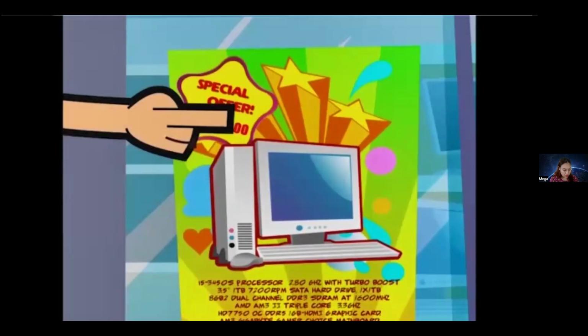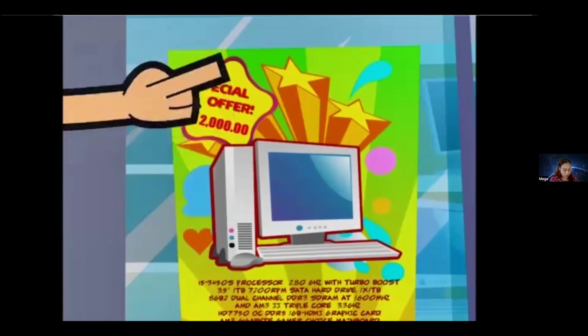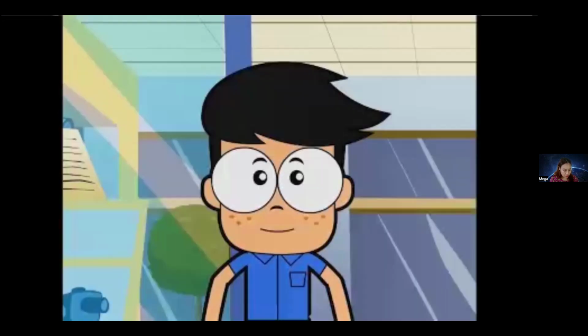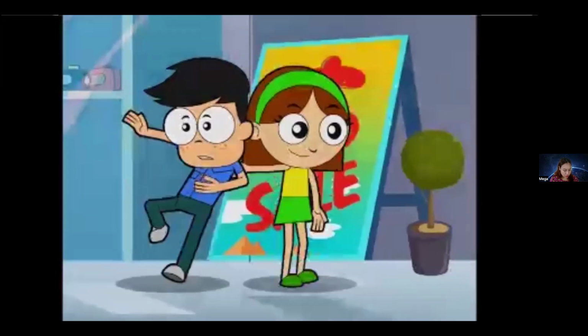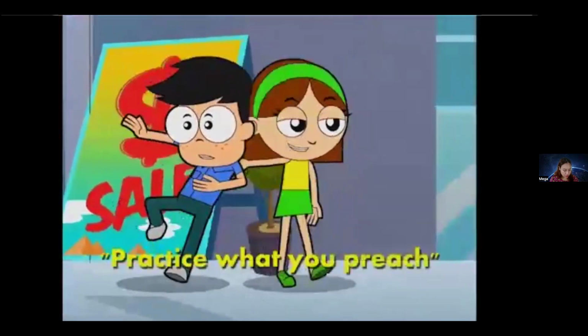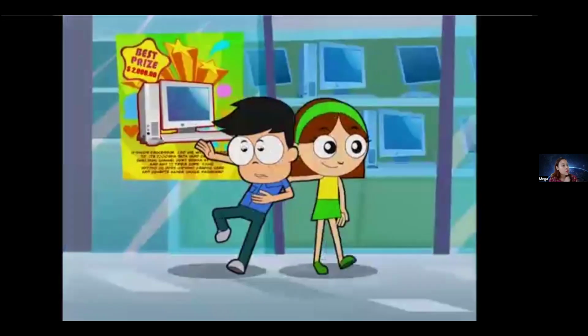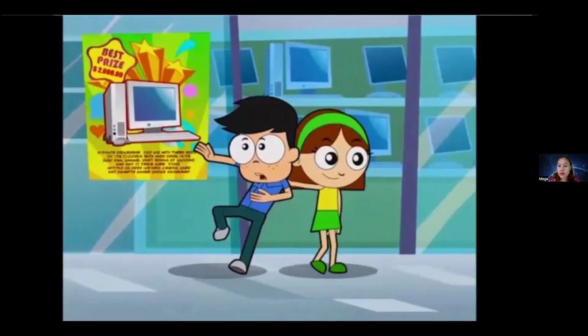Oh, the best CPU out there. A hard drive twice the size of mine. And a gaming graphics card. Oh, I've got to have this. Come on now, Sens. Practice what you preach, right? I have to have this. It always feels good to buy new things.